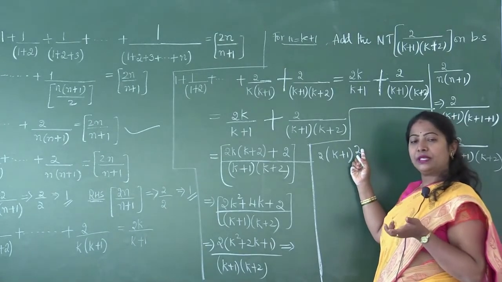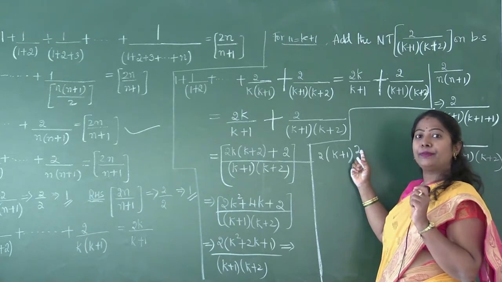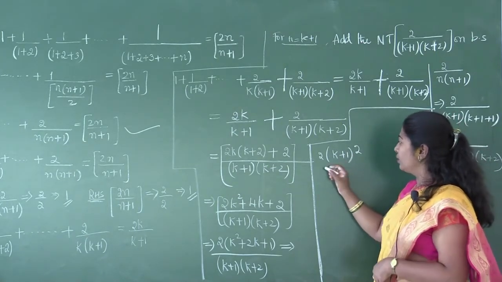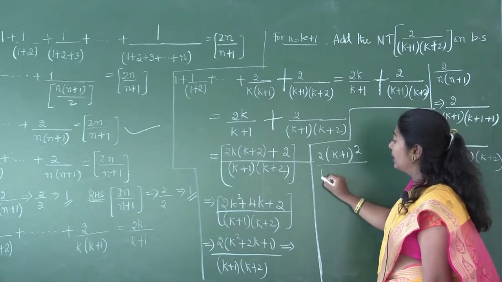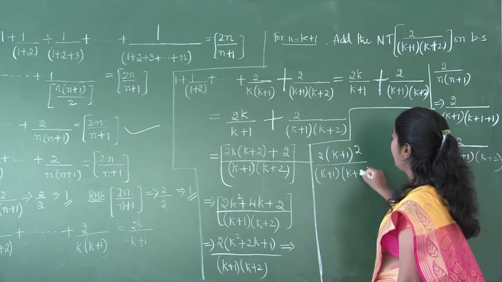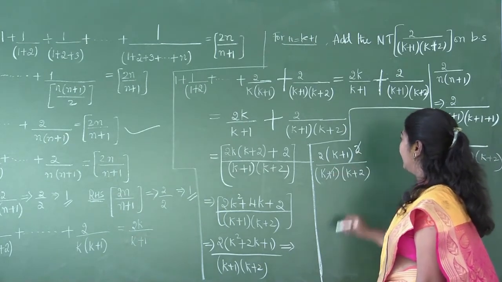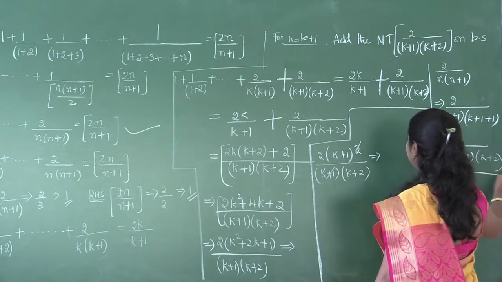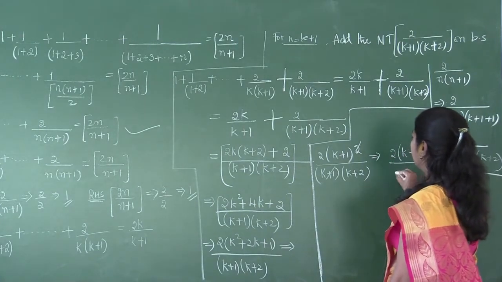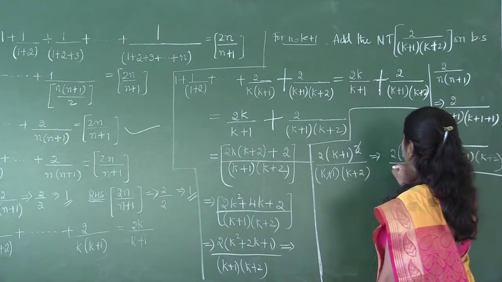When I expand k plus 1 whole square according to the a plus b formula, what do I have? A square plus b square plus 2ab, whole thing divided by, what is the denominator? K plus 1 into k plus 2. K plus 1 gets cancelled. What remains now? 2 into k plus 1, whole thing divided by k plus 2.